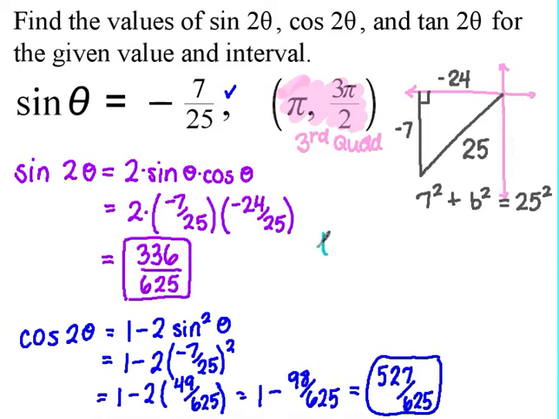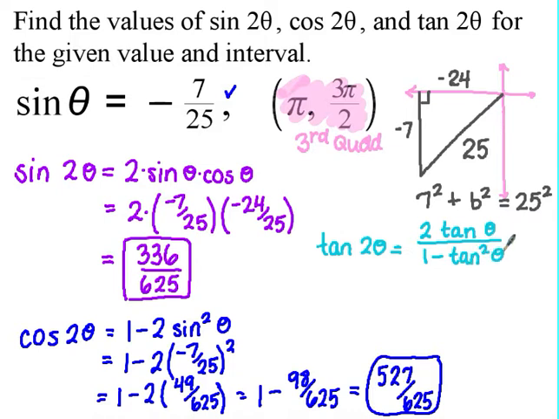So last but not least, you need to find the tangent of 2 theta. There's 2 ways to find this. One, you can take sine divided by cosine. Okay, that's the first way. Or what you can do is use the formula. The formula is 2 tangent of theta over what? Squared. Okay.